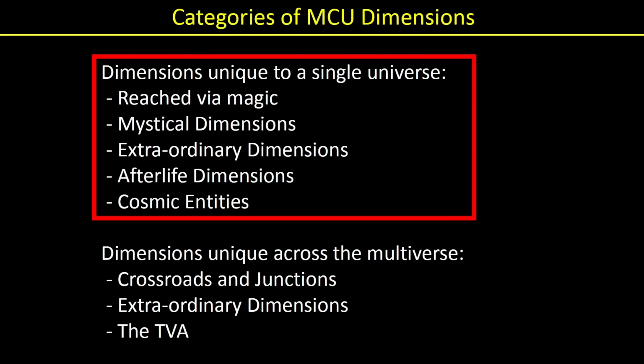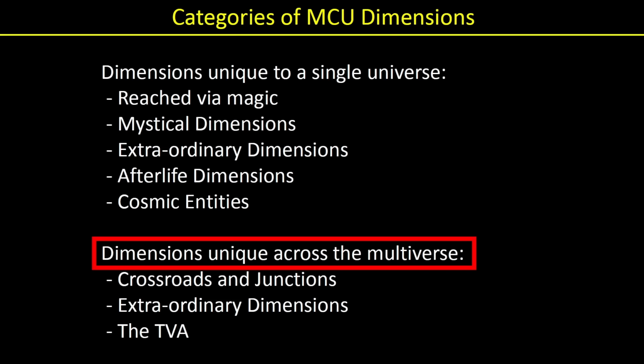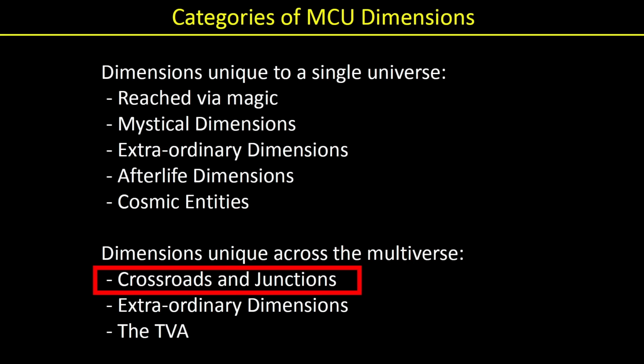All right, so now we've covered every dimension and cosmic entity that are unique for each universe. So there's one for each universe. Now we're going to talk about the dimensions that are unique across the entire multiverse. So there's only one of them. So we'll start with Crossroads and Junctions.